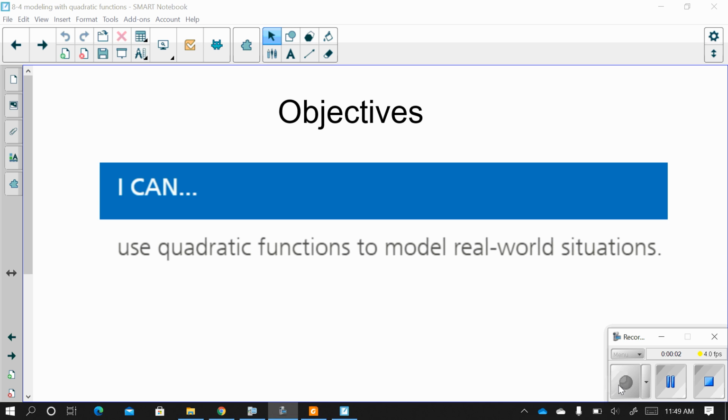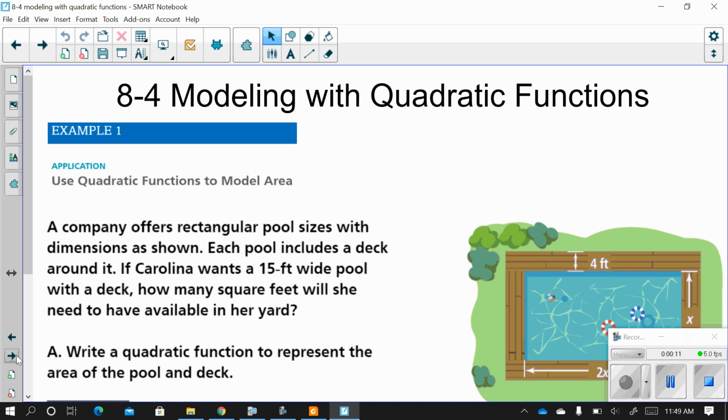Okay, today we're going to use quadratic functions to model real-world situations. So guess what that means? Word problems. Okay, so this is 8.4, modeling with quadratic functions. A company offers rectangular pool sizes with dimensions as shown.